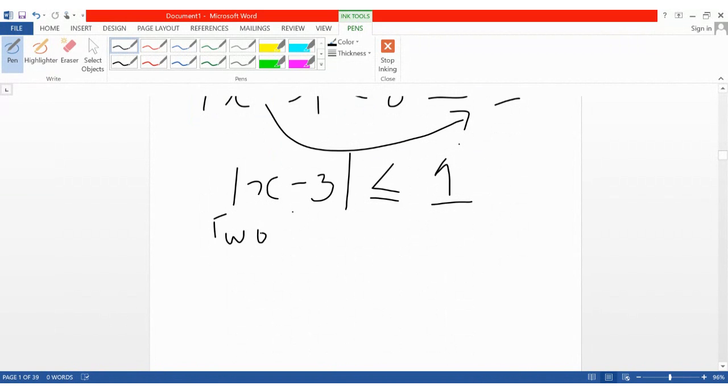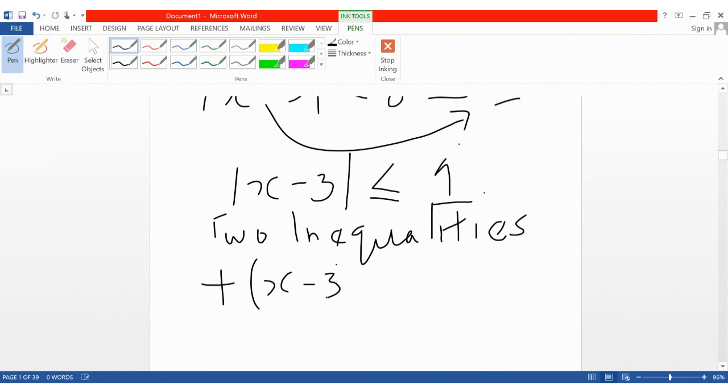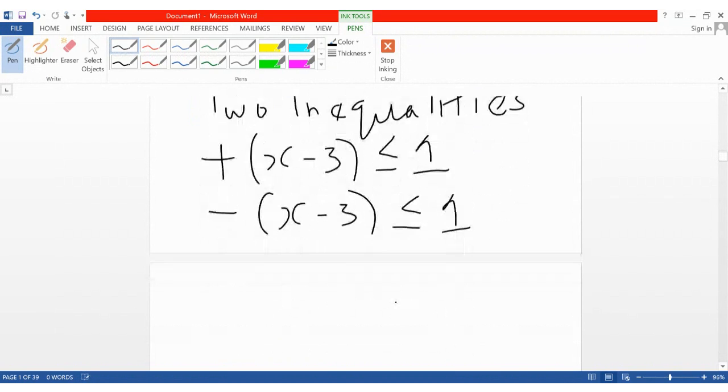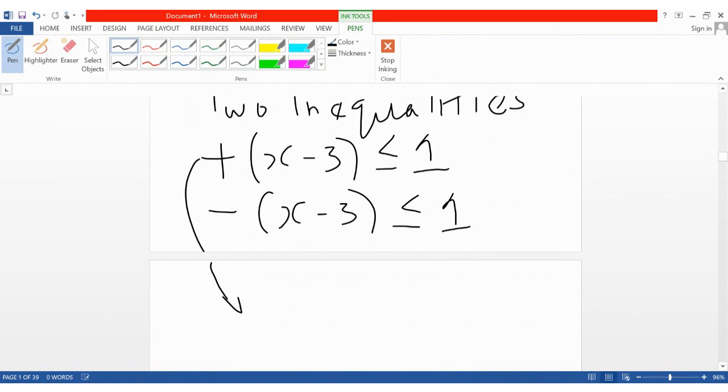The first one is when you have positive x minus 3 is less than or equal to 1. The second one is negative x minus 3 is less than or equal to 1. So when I solve the first one here, I'll have what? X is less than what? Or equal to what? 4.